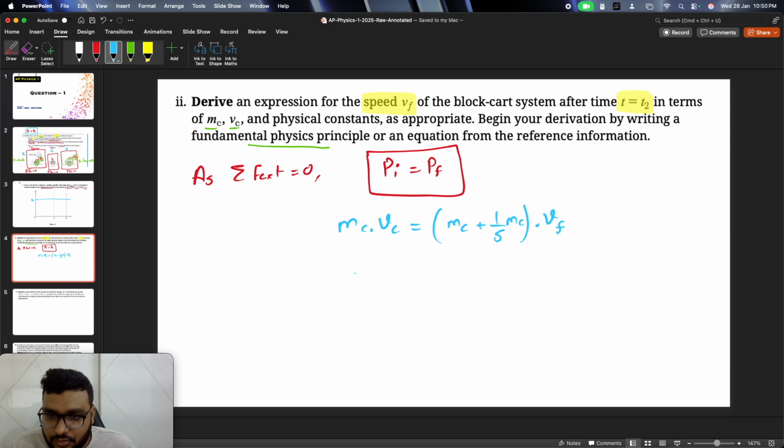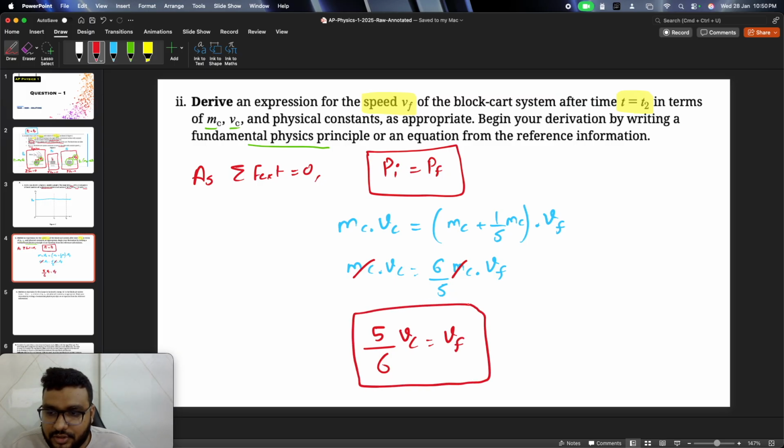So let's just do fraction addition. mc times vc equals 5 plus 1, which is 6/5 mc, times v final. Now on both sides I have mc, so I can simply cancel it out, and from here I can say that 5/6 vc is equal to v final. So this is the expression: v final equals 5/6 vc. Okay, perfect. Let's move on to the next question.